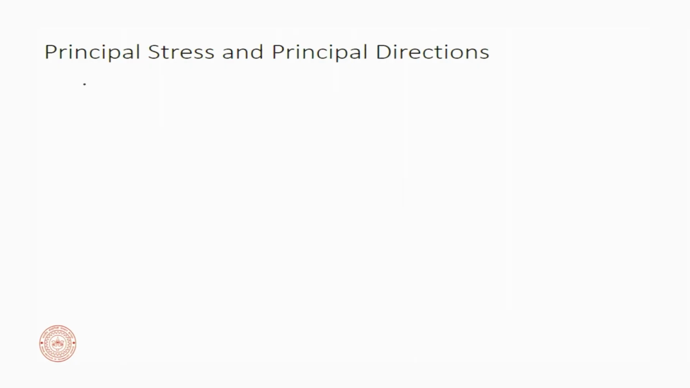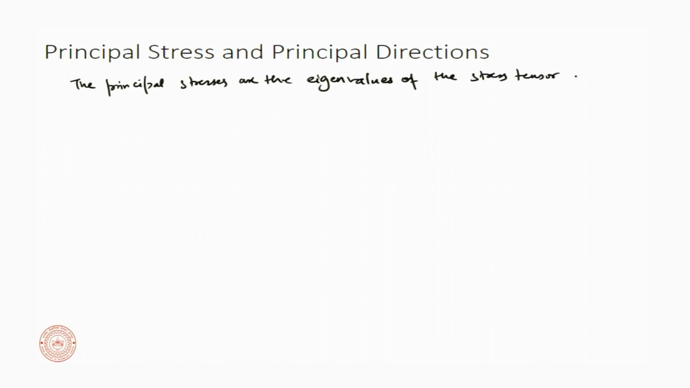So what is principal stress? So principal stress mathematically is, or are, if you take stress S, the eigenvalues of the stress tensor, and the eigenvectors represent the principal direction.